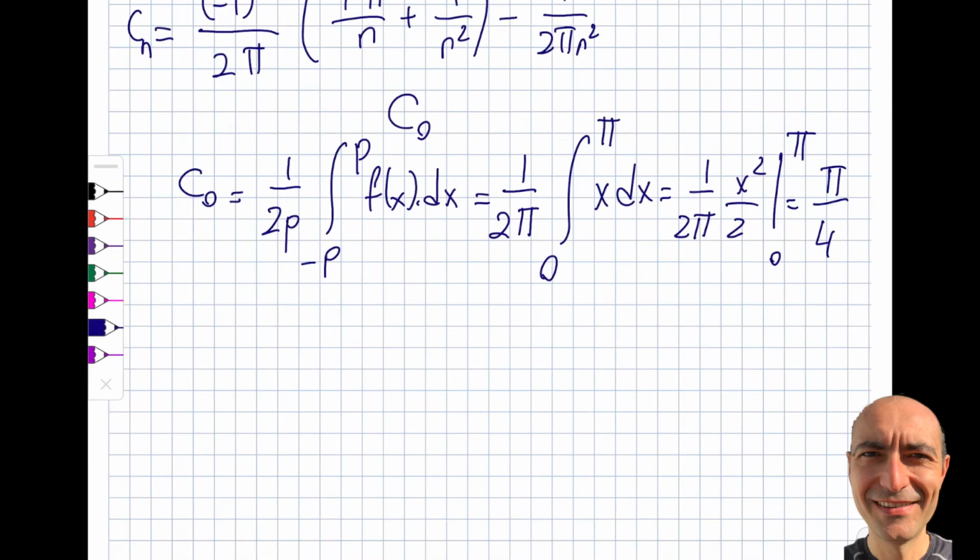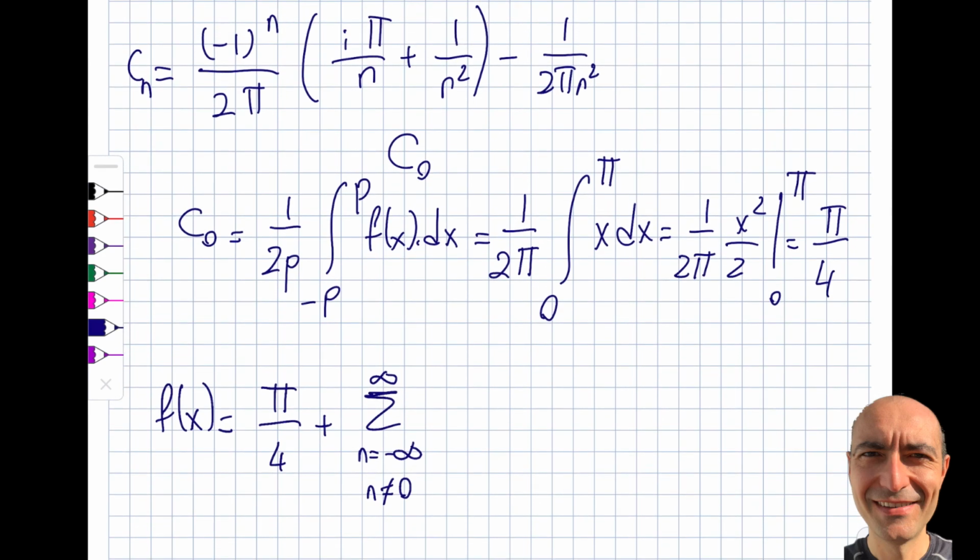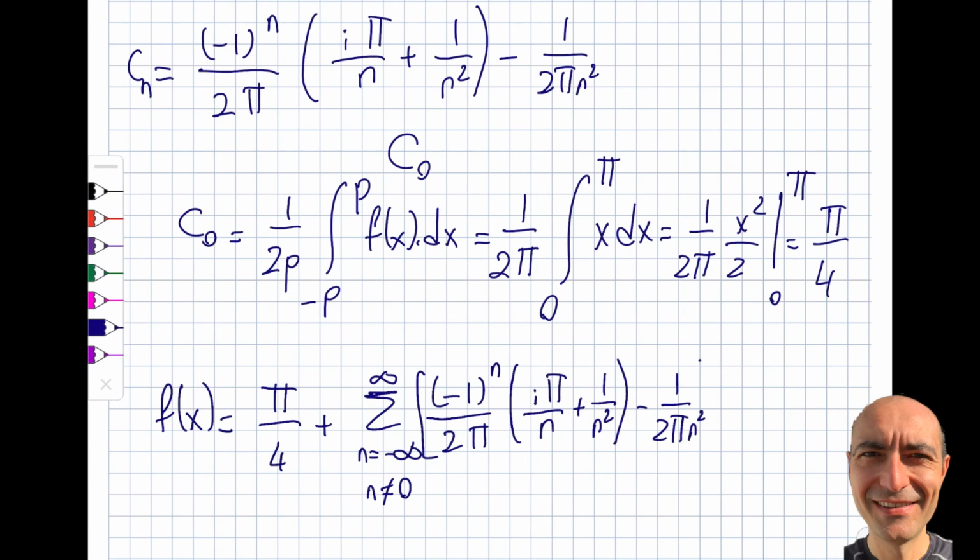So then if I go ahead and write this f of x, it's a little bit different than usual. Pi over 4 will be outside the summation sign. And then I will have this summation over n from minus infinity to infinity, but I will write here n is not equal to 0, because I need to be clear on that one, and that's going to be Cn, which I'm copying from up here, 1 by 2 pi, let's make a big bracket, i pi by n plus 1 by n squared minus 1 by 2 pi n squared, let's close the bracket, times e to the i n x.